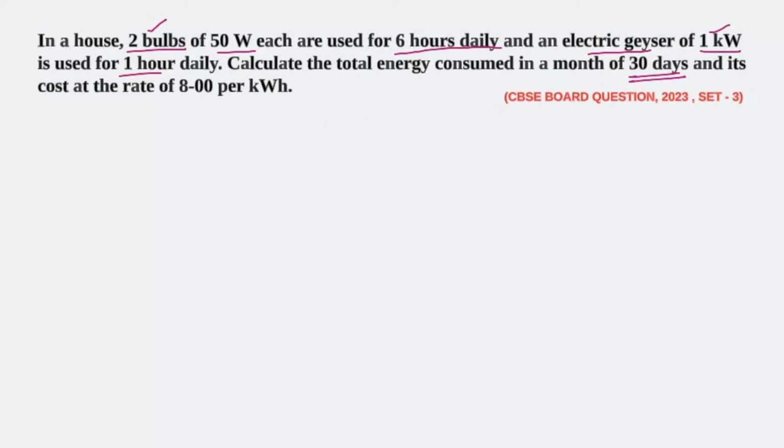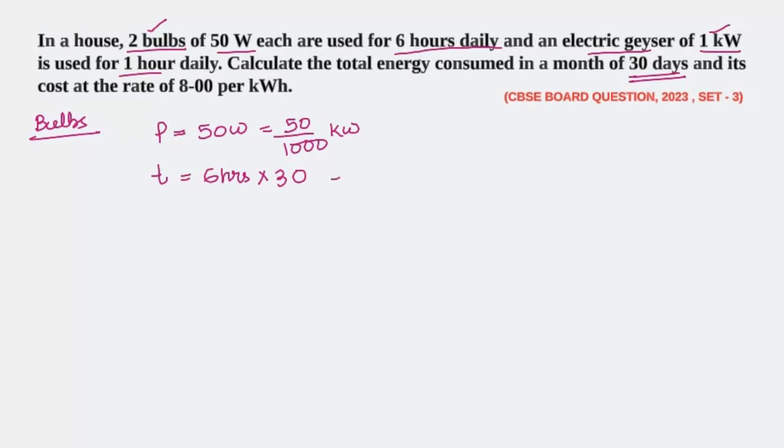So let's solve for the bulb first. For the bulbs, the power is given, they are of 50 watt each, right? But as I've told you, these are all for commercial units, so we have to express it in kilowatt. So it is 50 by 1000 kilowatt. Time here is given as 6 hours daily, for 30 days. So total time becomes 30 into 6, which is 180 hours, right?